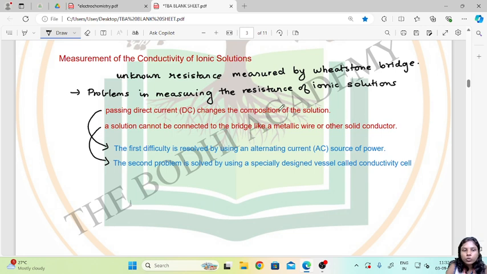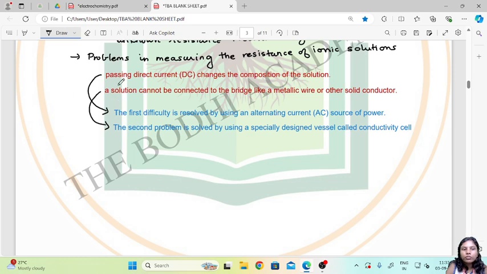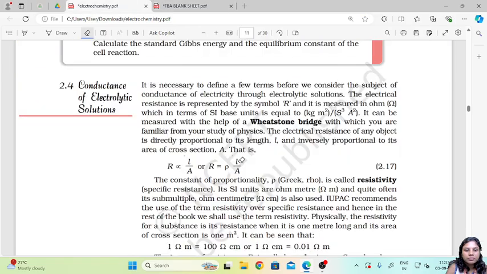To overcome these two problems, the first difficulty is resolved by using an alternating current, AC, source of power. So instead of passing a direct current, you pass an alternating current. Second, a specially designed vessel called a conductivity cell is used instead, because you cannot connect the bridge like a metallic wire or other solid conductors directly to the solution. In that case we have a specially designed vessel called the conductivity cell.